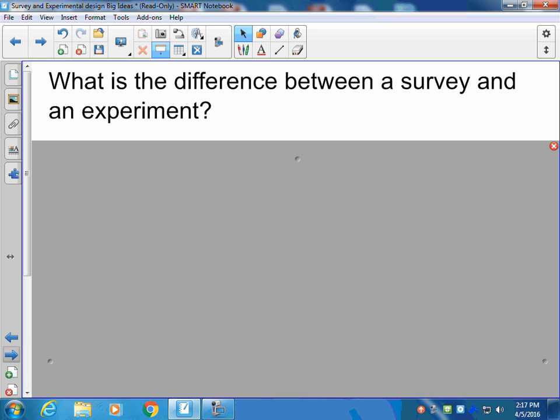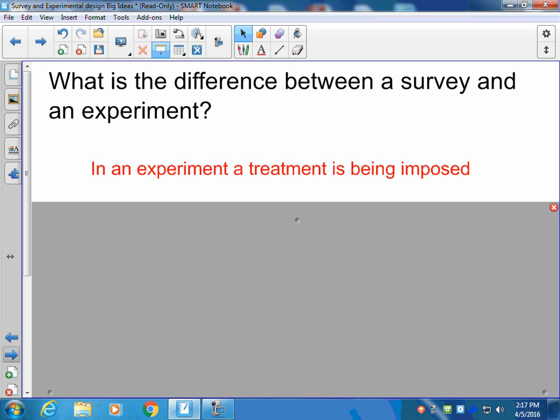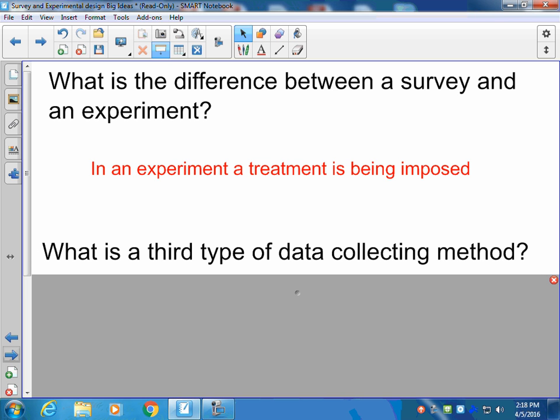Our first question that we want to think about is: what's the difference between a survey and an experiment? When we're looking at the difference, an experiment has a treatment that is being imposed on the individual being tested, whether it's a subject for a human or an experimental unit for something else.